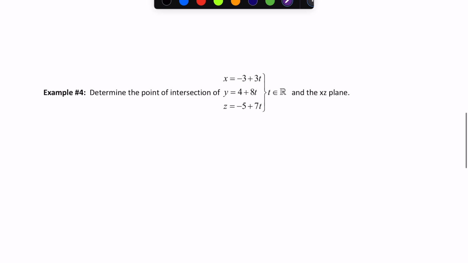Here it says determine the point of intersection of x is equal to -3 plus 3t, y is equal to 4 plus 8t, and z is equal to -5 plus 7t, where t is an element of real numbers, and the xz plane. Here we're assuming that there is a point of intersection.